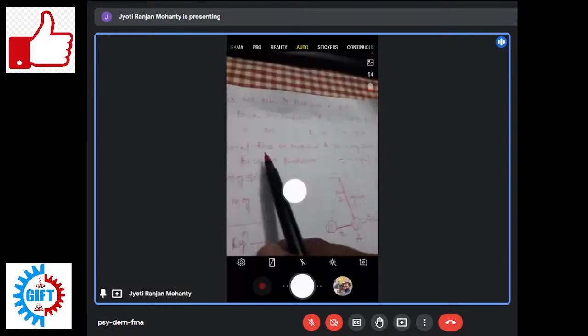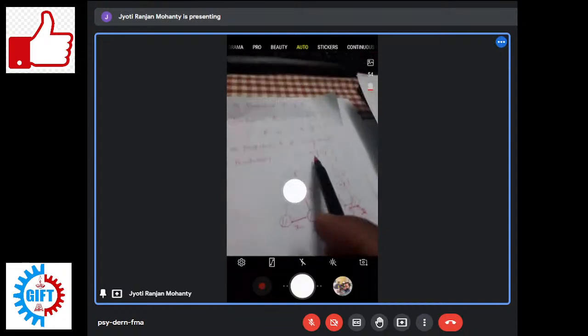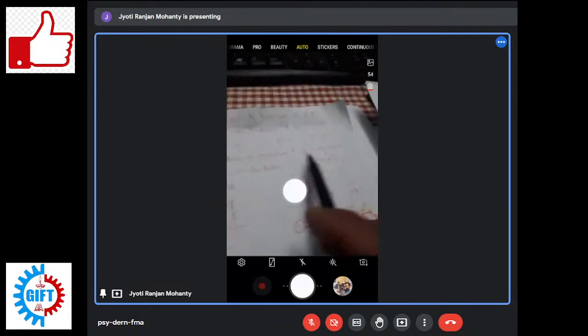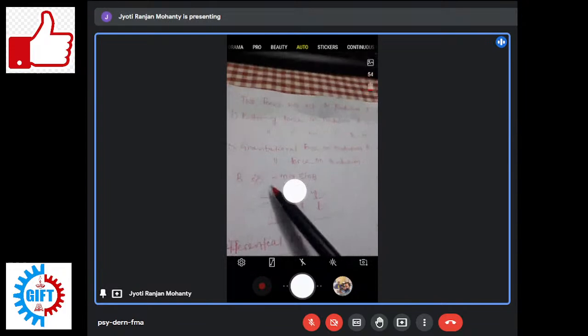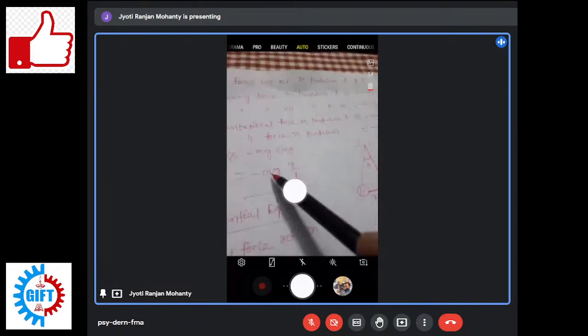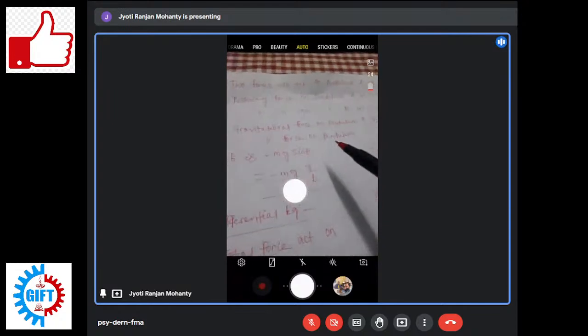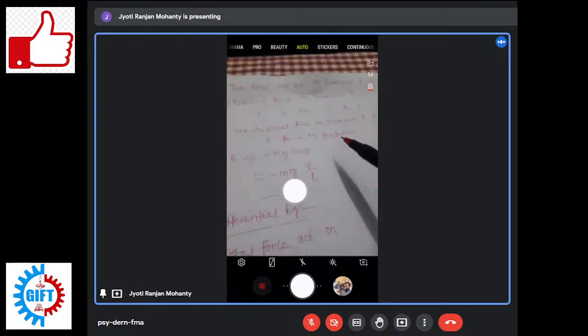Gravitational force on pendulum A is minus mg sin theta, which is equal to minus mg into x by L. Similarly, gravitational force on pendulum B is minus mg sin theta, which is equal to minus mg y by L for pendulum B. For A, x by L; for B, y by L. Okay, understood?